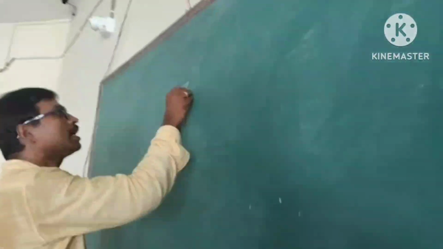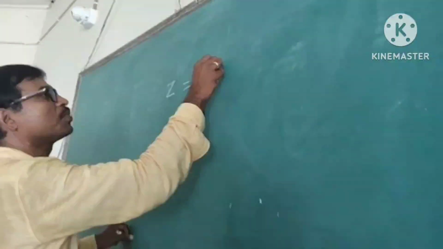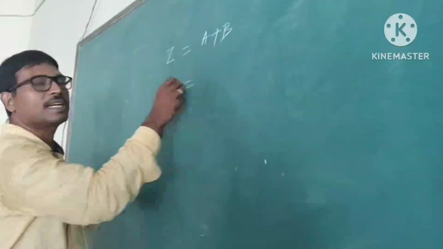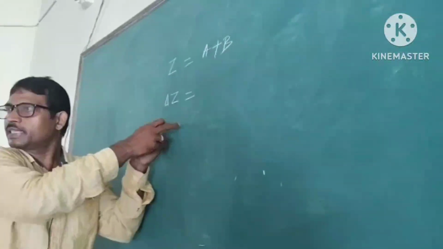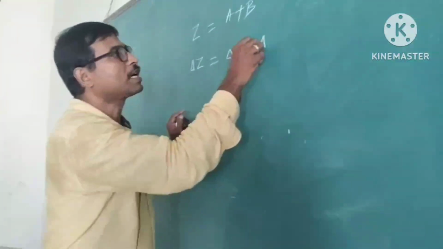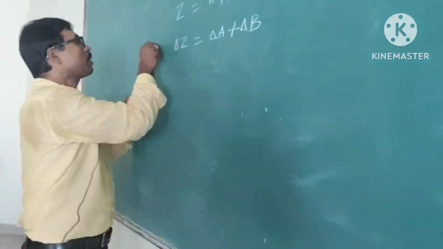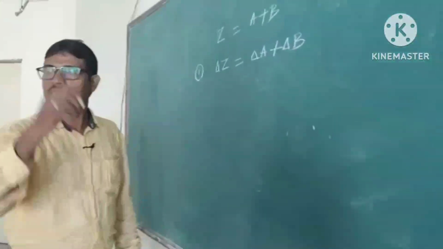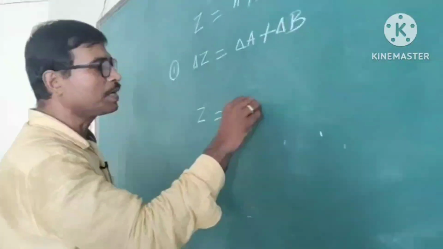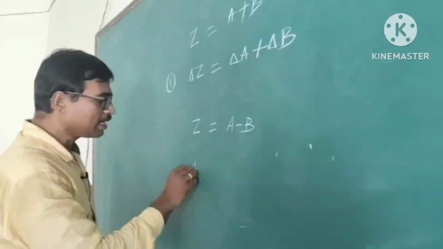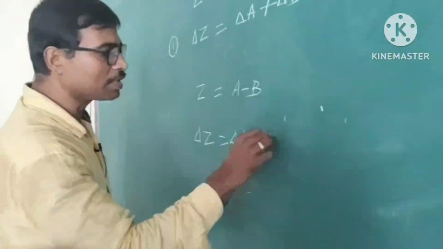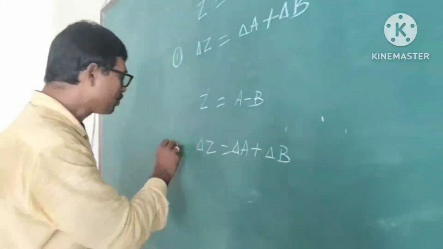I am just repeating the sum. Same thing, z is equal to a plus b. So what did you write? Delta z is equal to delta a plus delta b. That one is first. Then second one, z is equal to a minus b. So delta z is equal to delta a plus delta b. Follow me.